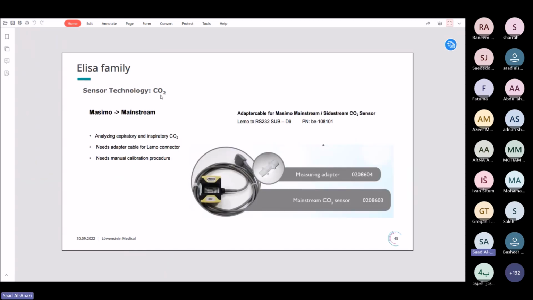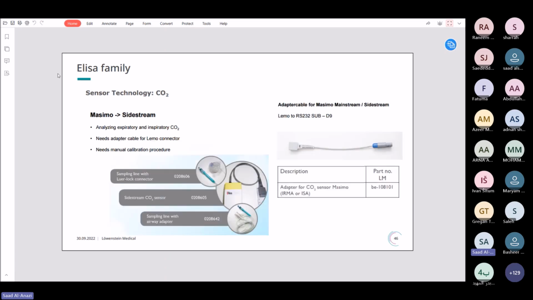Here you can see in the sensor technology, you need to have the Masimo. To have this technology, you need the Masimo mainstream analyzing the expiratory and the inspiratory CO2, you need an adapter, and you need manual calibration procedures. As you see in these pictures, we have the Masimo end-tidal. Also, we have the Masimo sidestream. It's the same, but with different pulse oximetry or different end-tidal CO2. They need the sample line and the sidestream CO2 sensors and the sample line with the airway adapter to have these options.